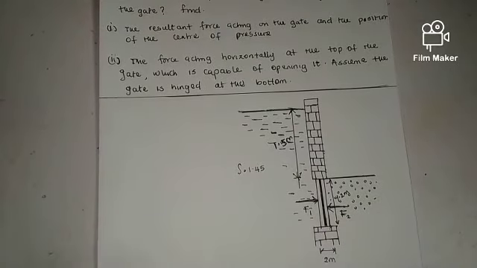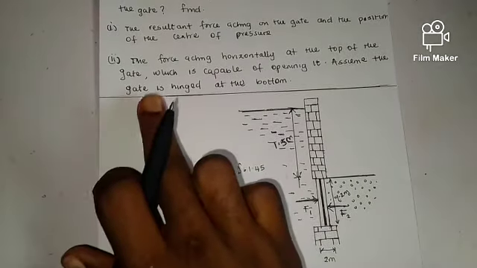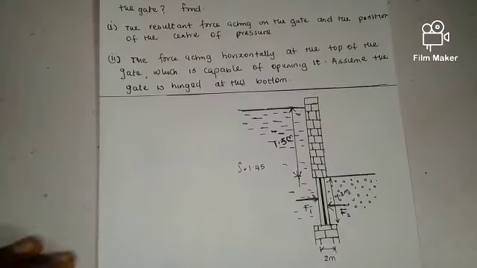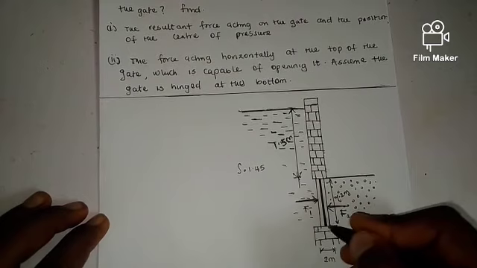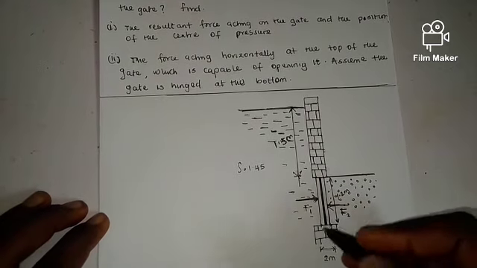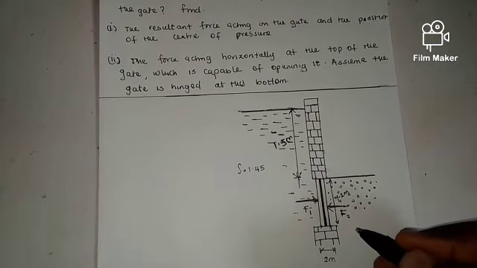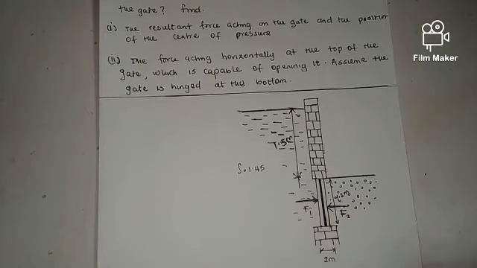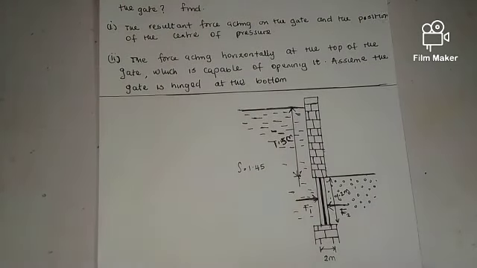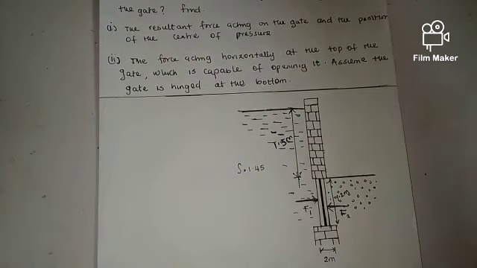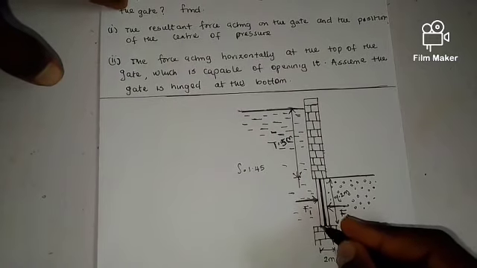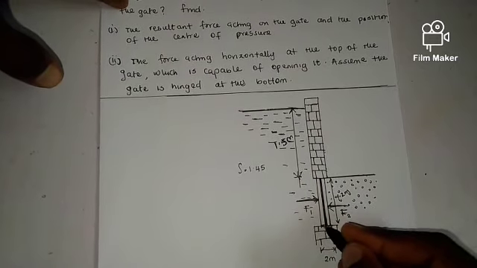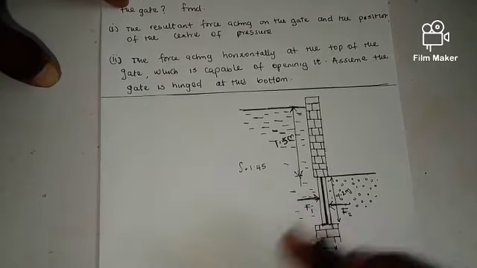Before we go into the second question, they said assuming the gate is hinged at the bottom. If you can remember what a hinge is, like your door, there's a particular thing that holds the door but allows it to move only around an axis. So it's hinged at this point, it can only rotate around this point.